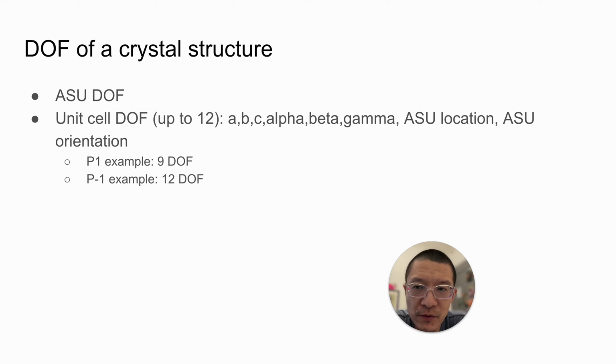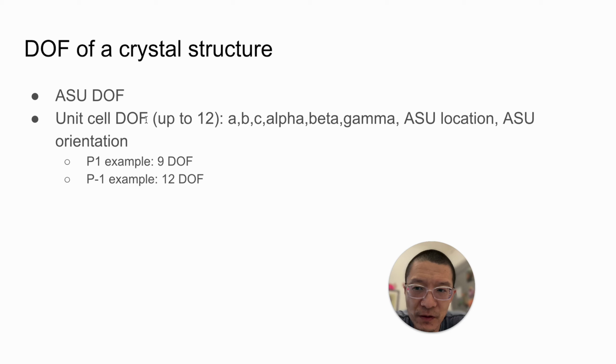If we want to describe a crystal structure, we can first think about what are the overall degrees of freedom. You can separate the overall degrees of freedom into two groups. One group are on the ASU, one group are on the unit cell. Let's forget about the ASU degrees of freedom for now because that's case by case.